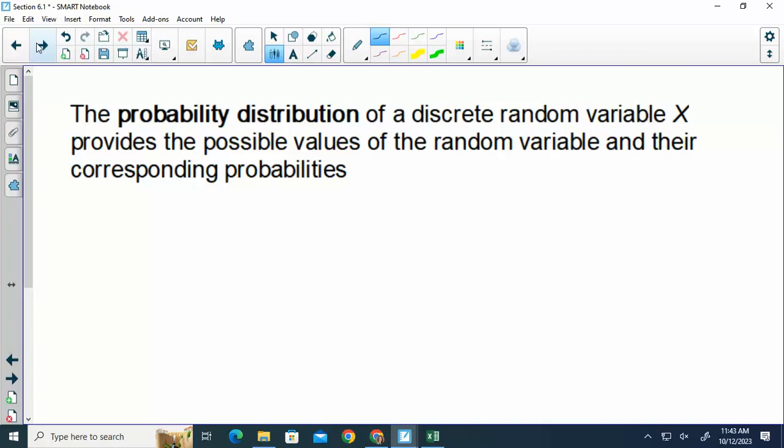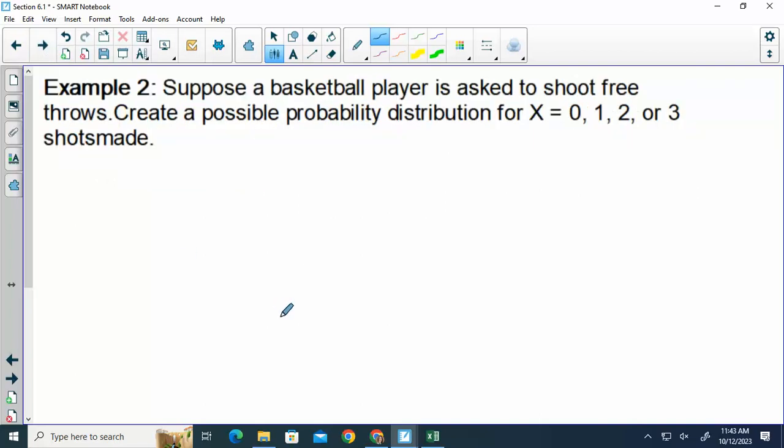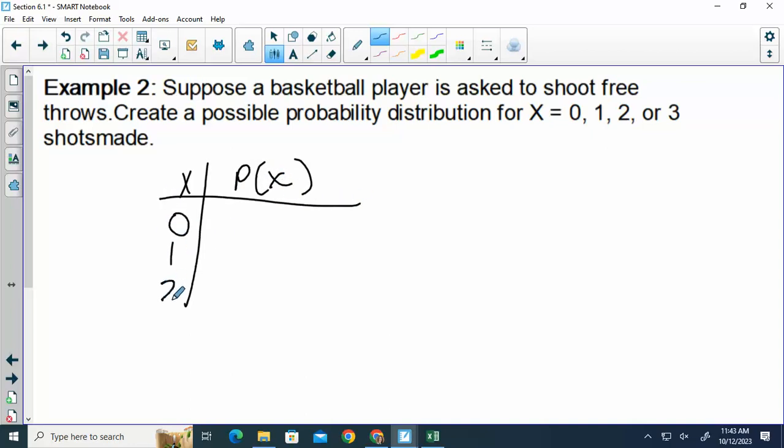All right, so let's make a probability distribution. A basketball player is asked to shoot free throws. Create a possible probability distribution for x equals 0, 1, 2, or 3 shots made. Okay, so my x options are 0, 1, 2, and 3. Did I tell you how to calculate the probabilities for any of these? No, because I just said make a possible one.